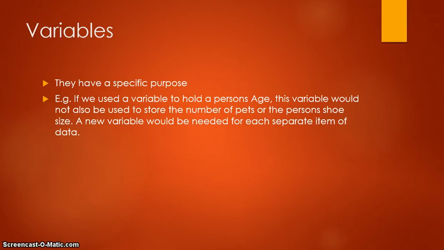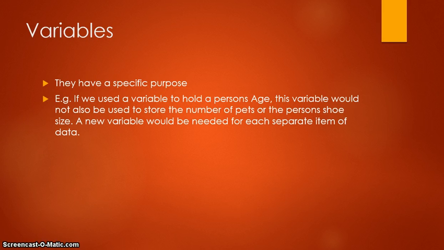Each variable has a specific purpose. It's designed to hold a specific type of data, and that's why we give it an identifier. For example, we might have a variable to hold the person's age, so we would call that age or person's age. That variable wouldn't be used to also store the number of pets the person's got, or their shoe size, or their height. We have each variable for a specific purpose.